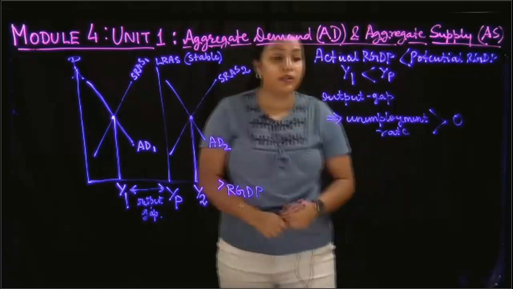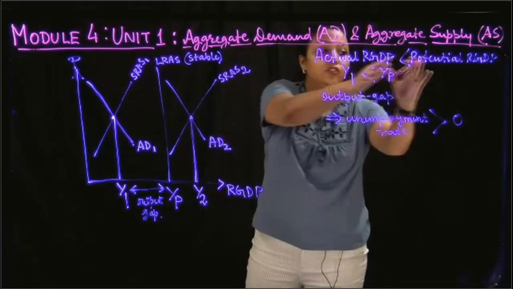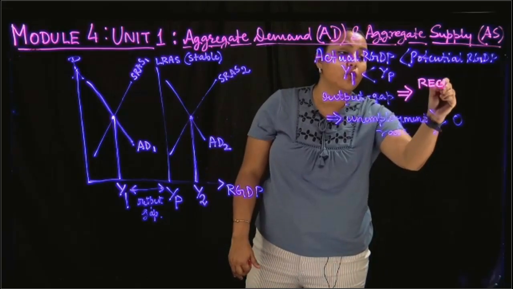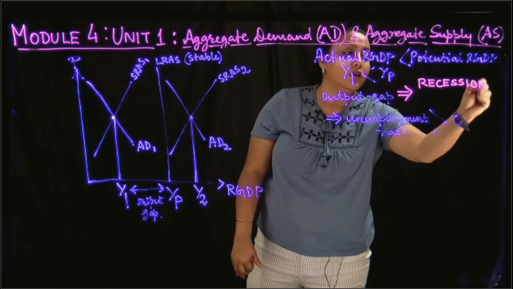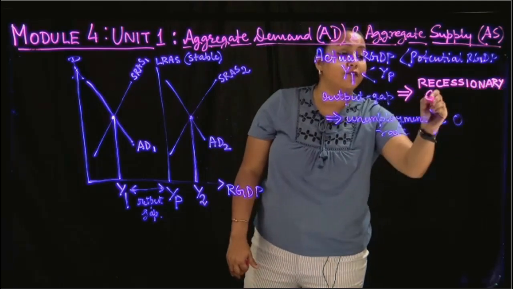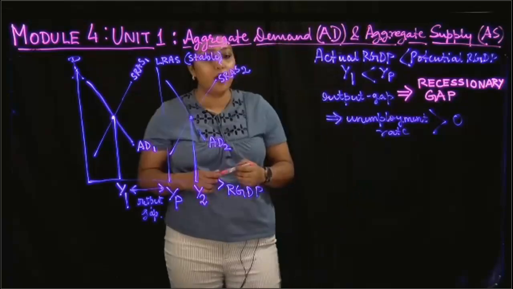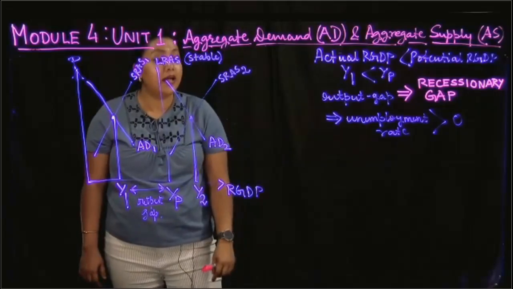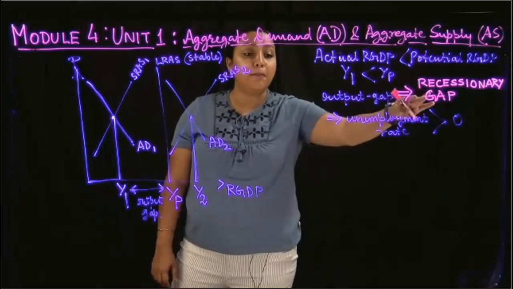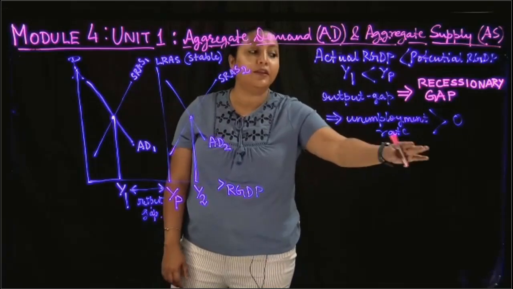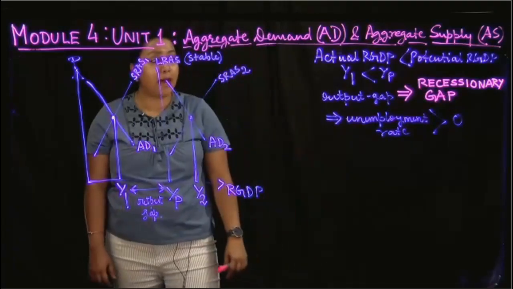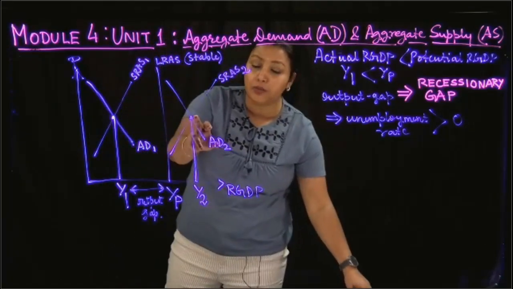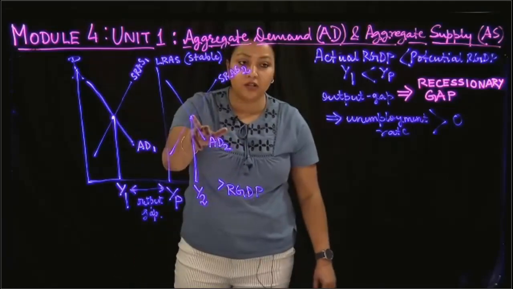And this kind of output gap, when your actual real GDP is less than the potential, is very importantly known as a recessionary gap. So whenever your economy is on the left hand side of the long run aggregate supply curve, such that the actual real GDP is less than the potential real GDP, it means that there is an output gap in the economy with unemployment, and that kind of output gap is called the recessionary gap.